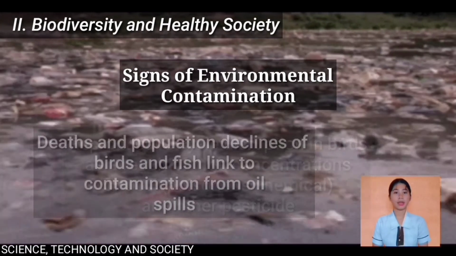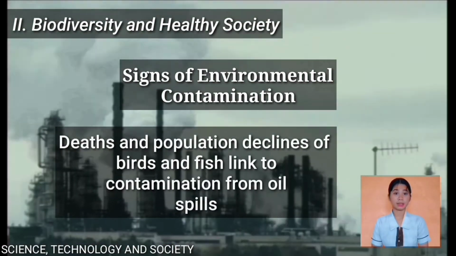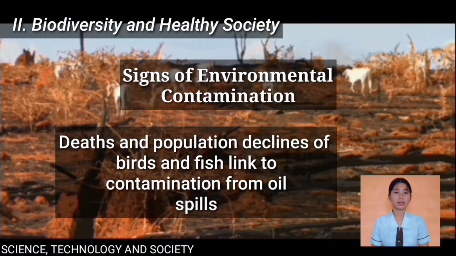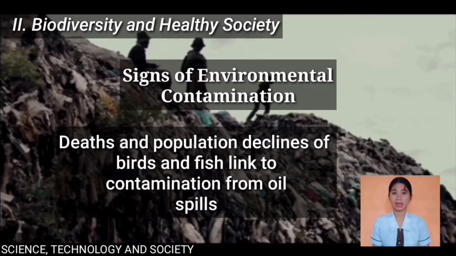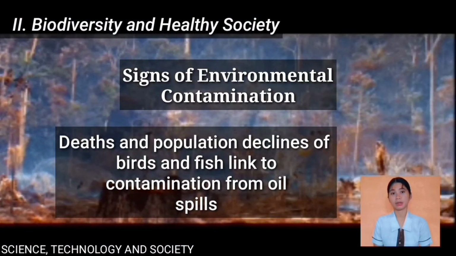Another example is the death and population decline of birds and fish linked to contaminated oil spills. Also, birds are being harmed by these oil spills. There are birds that get their food from the water, and the fish that they eat are already harmed.